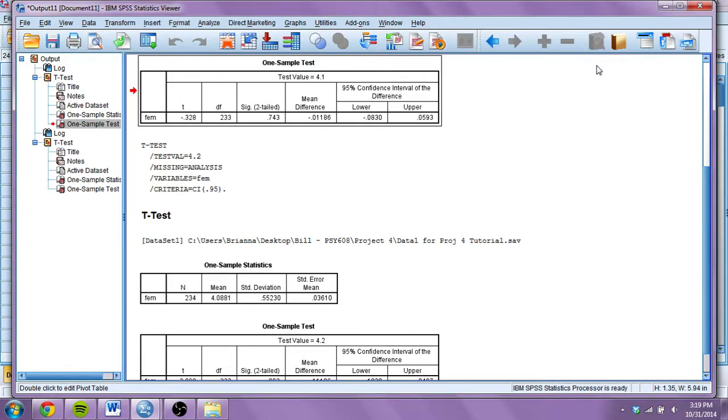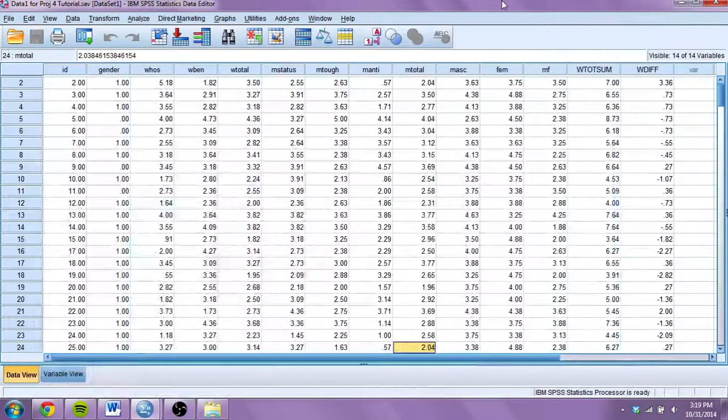I think that's all I need to show you for that. Next, we're going to move on to number 3, which asks you to do an independent samples t-test or two sample t-tests. Those both refer to the same thing.